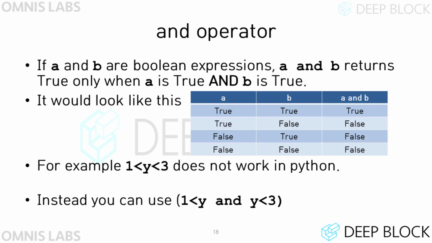If you look closely, you can see that the way of expressing conditions in Python language is similar to how humans express certain conditions verbally. For example, we read 1 is less than y is less than 3 as the variable y is greater than 1 and less than 3.